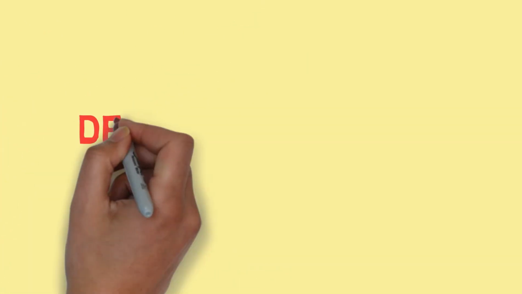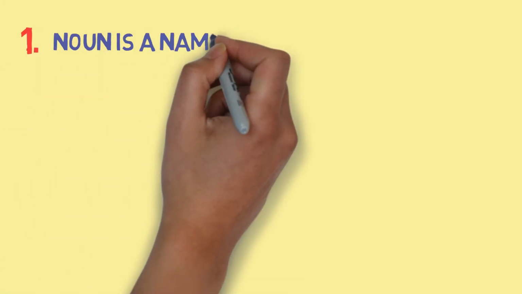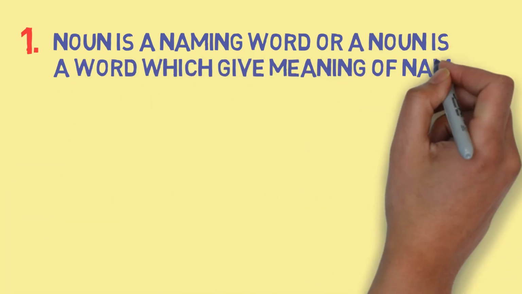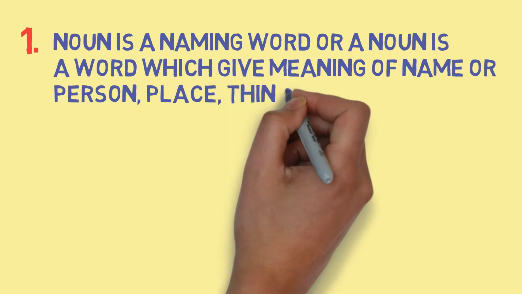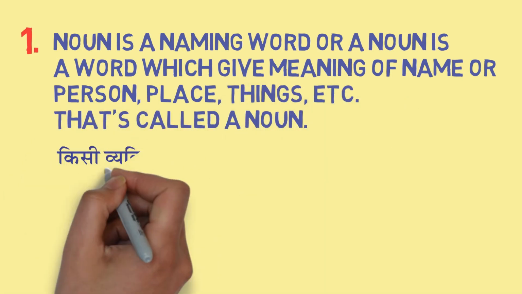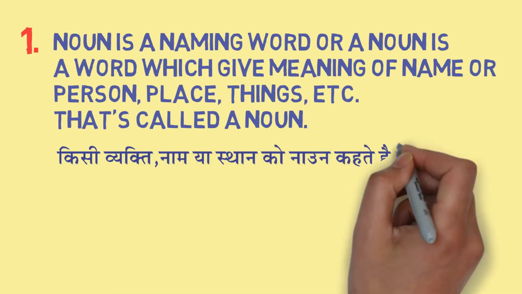Now the definition of noun. First, noun is a naming word, or noun is a word which gives the meaning of name of a person, place, thing, etc. is called noun. किसी व्यक्ति, नाम या स्थान को नाउन कहते हैं.